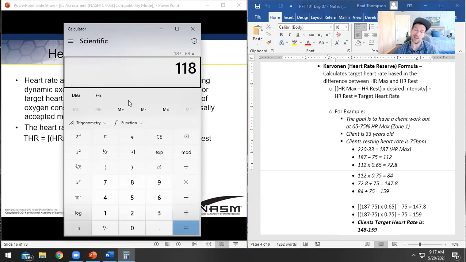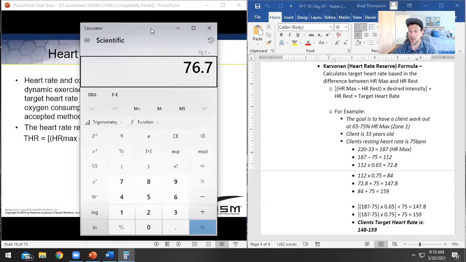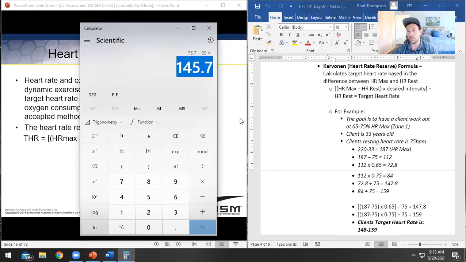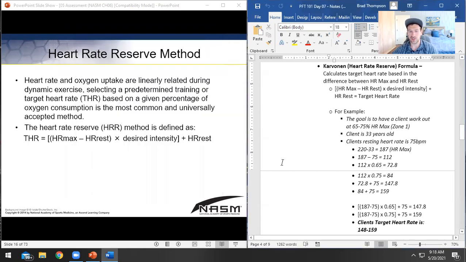Then I multiply it by the intensity. So my intensity, let's say, is 65%. 118 times 0.65 gives me 76.7. But I took that resting heart rate out of there, so I've got to add that resting heart rate back on at the end, right? And so then I add that initial resting heart rate back on of 69 beats, and there we go. Now my new target heart rate is going to be 145.7.